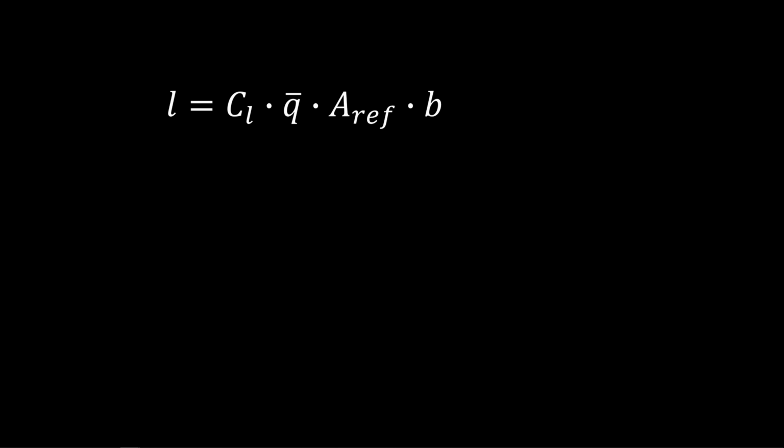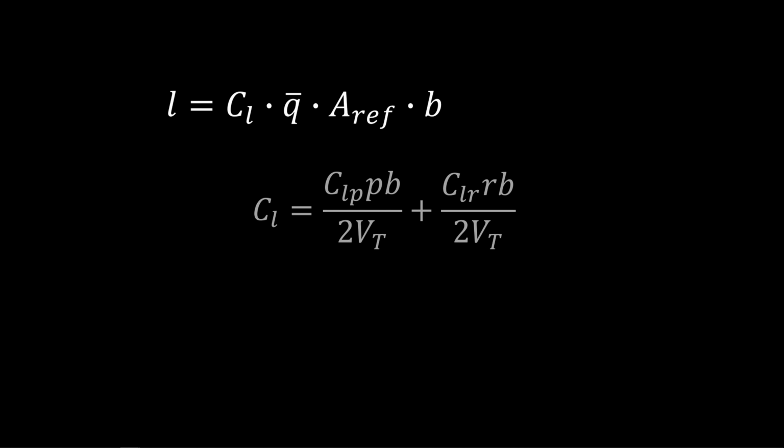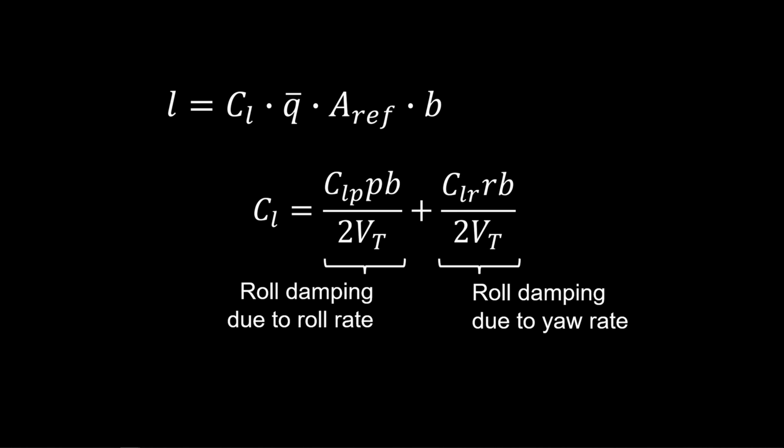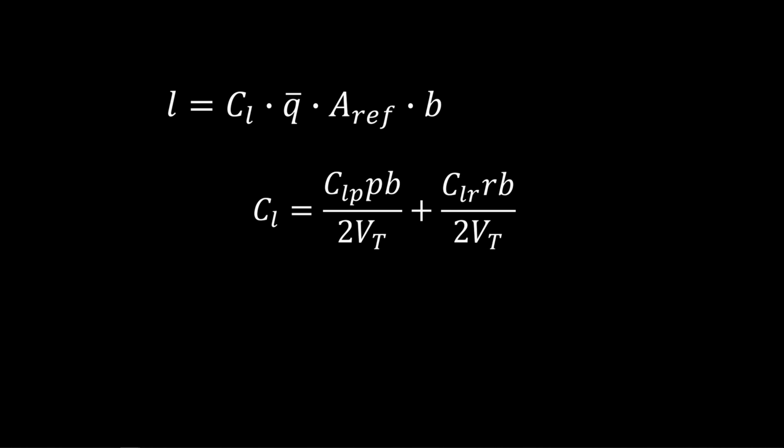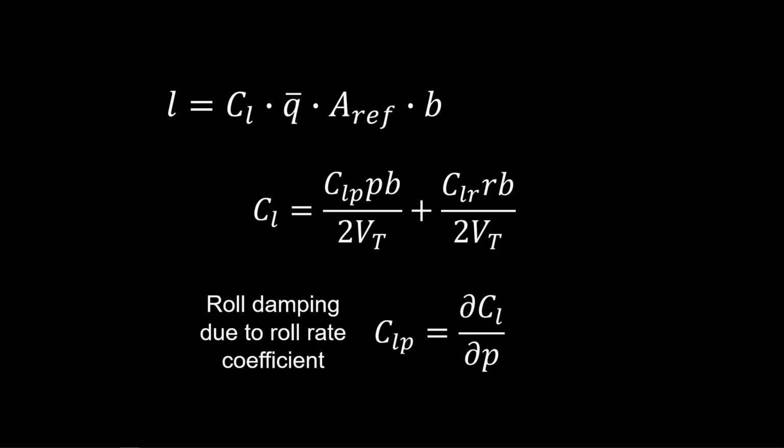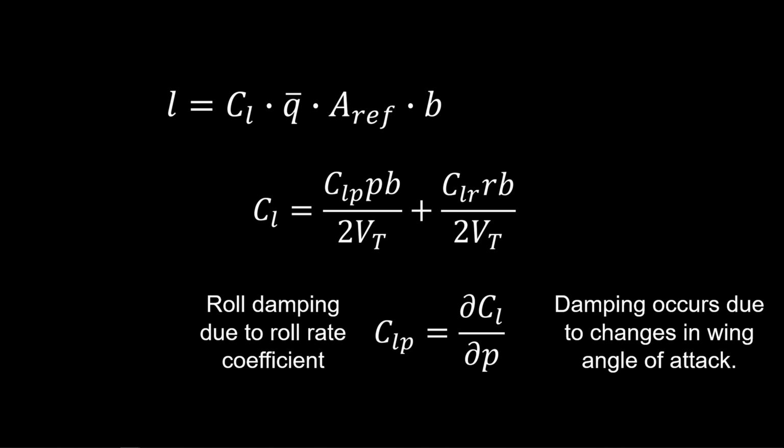Here, our buildup is limited to damping of angular momentum through 2 terms, damping due to roll rate and damping due to yaw rate. Let's briefly explain one of these. The roll damping coefficient is the partial derivative of the roll moment coefficient with respect to the roll rate. As the wing travels up or down due to rolling, the angle of attack of the wing decreases or increases respectively. This causes a change in force on the wing that opposes the rolling motion. The greater this derivative, the greater the roll damping.